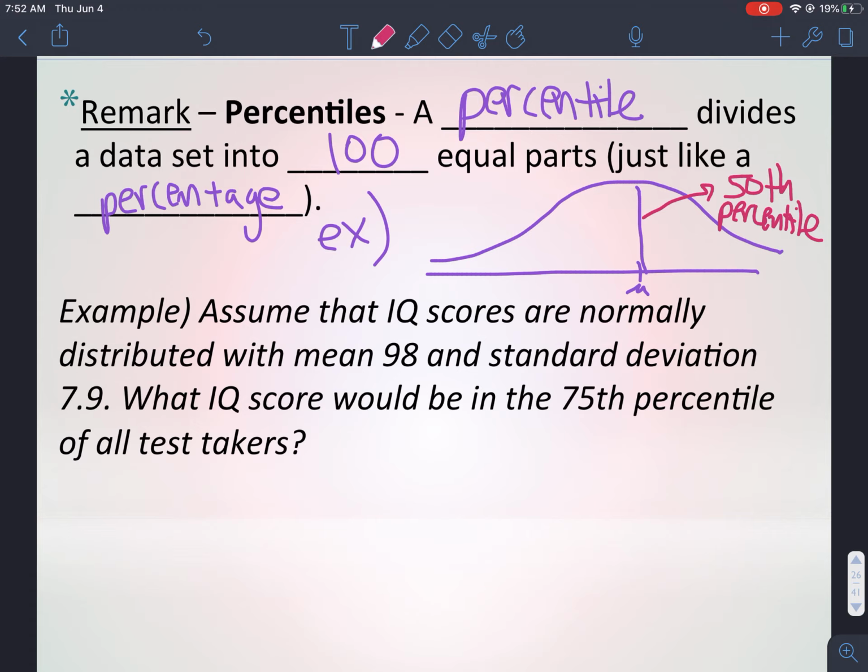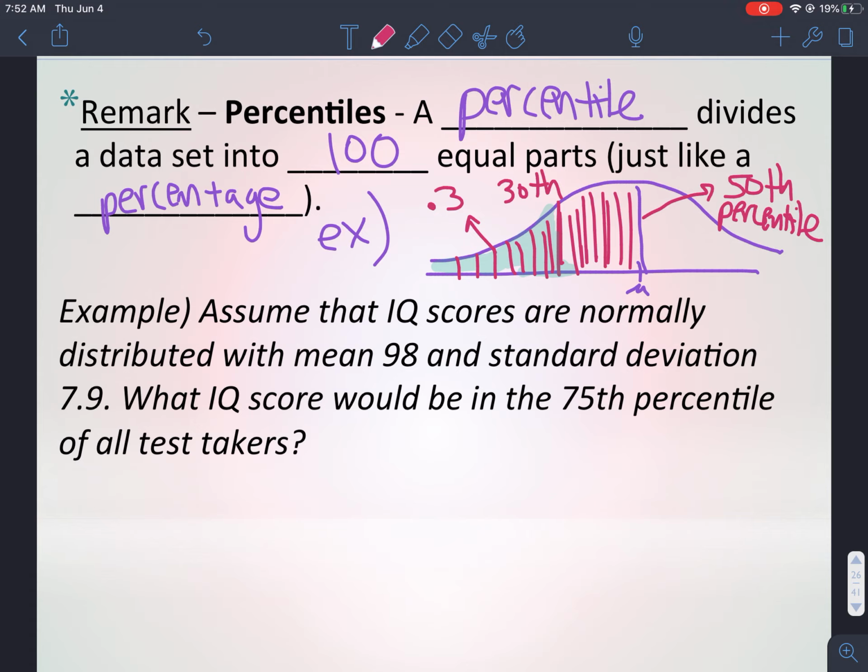If I was somewhere below the mean, let's say at the 30th percentile, that would indicate that this area here would be 0.3. So that shaded area would be 0.3. And so you can break up this bell curve into 100 parts, where each is a percentile.